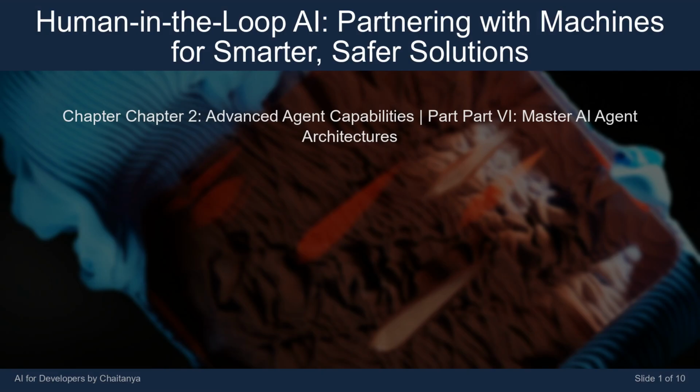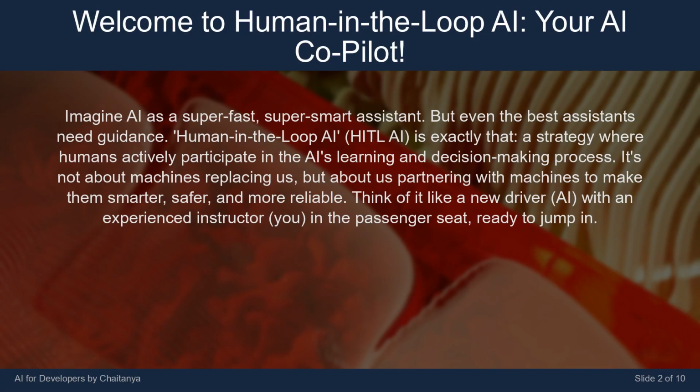I'm Chaitanya talking bot. Today's lesson is titled Human in the Loop AI, partnering with machines for smarter, safer solutions. Imagine AI as a super fast, super smart assistant, but even the best assistants need guidance. Human in the Loop AI, HITL, is exactly that. A strategy where humans actively participate in the AI's learning and decision-making process. It's not about machines replacing us, but about us partnering with machines to make them smarter, safer, and more reliable.